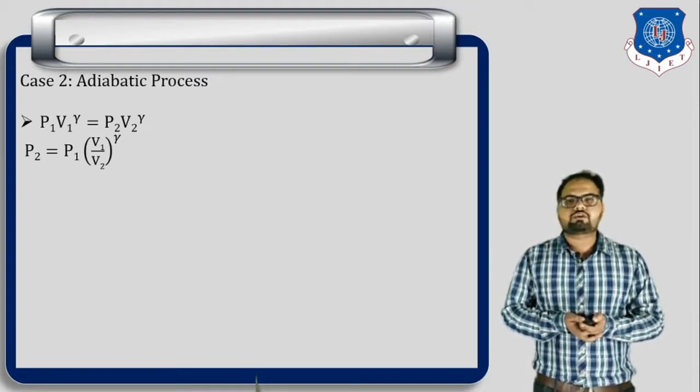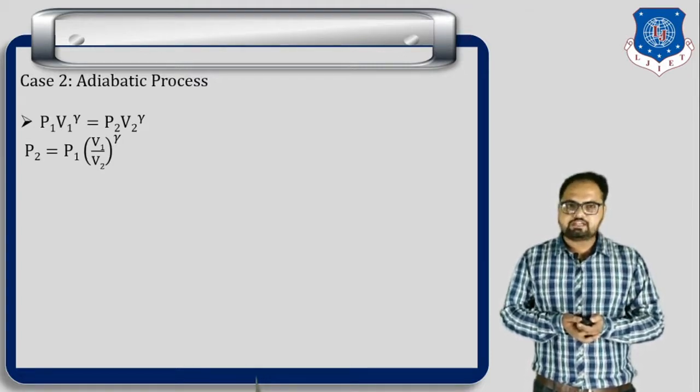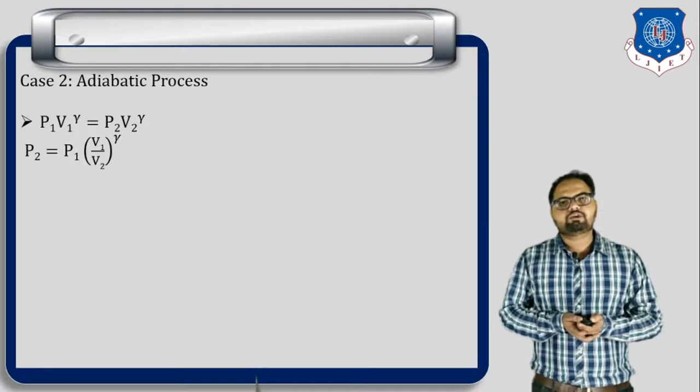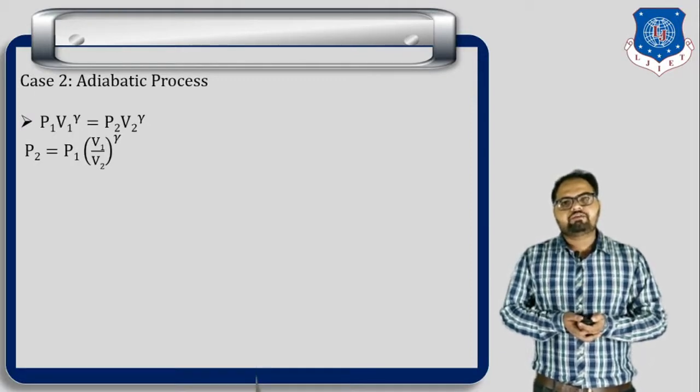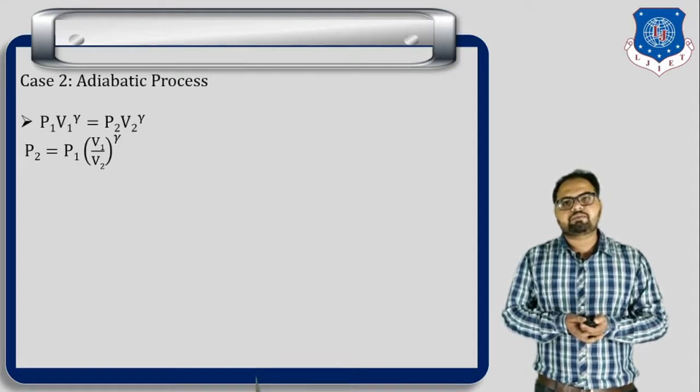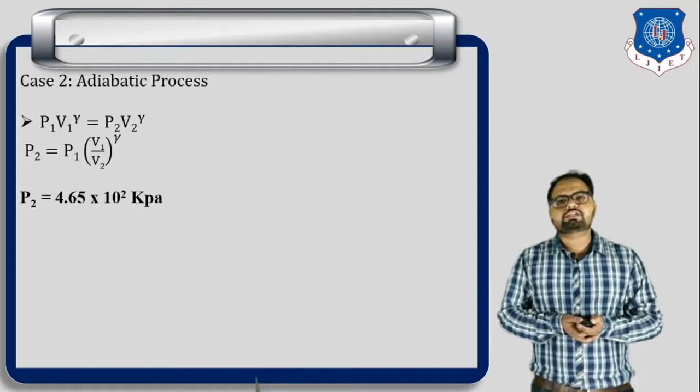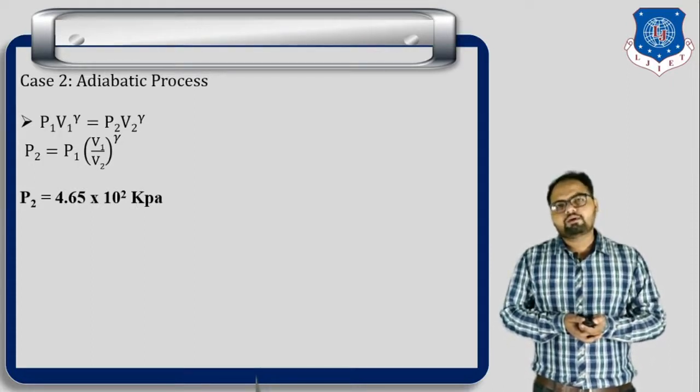So for states 1 and 2, we can rewrite this equation as P1 V1 raised to gamma is equal to P2 V2 raised to gamma. So P2 is equal to P1 into (V1 by V2) raised to gamma. So we get P2 is equal to 4.65 into 10 raised to 2 kilo Pascal.